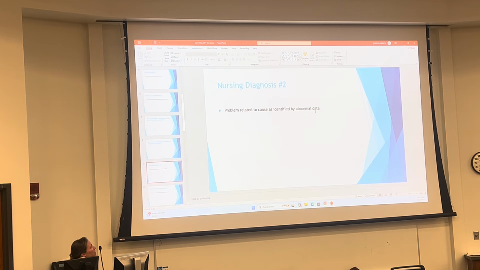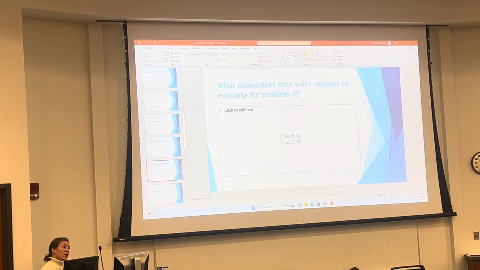I'll tell you from your list what the second priority is. Again, it's an actual problem. What's the cause, and what's the specific data for this problem? You'll come up with the goal, the intervention, and the data that you'll reassess to make sure that your patient met those goals and they're improving. Then a third one, from your list, same thing. I'll tell you what your third focus is. Problem, cause, data, what's the goal, what are the interventions, what's the reassessment I'm going to focus on.